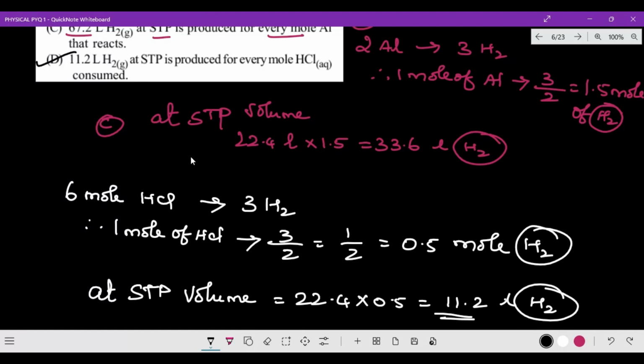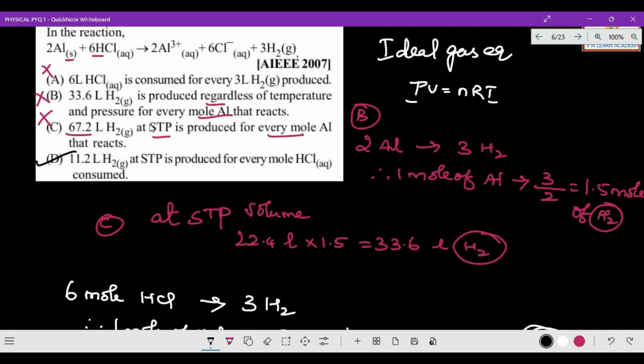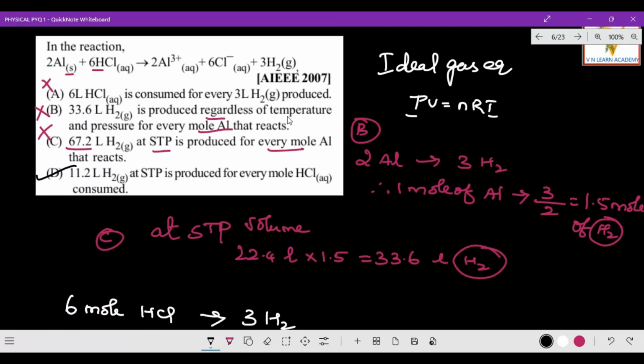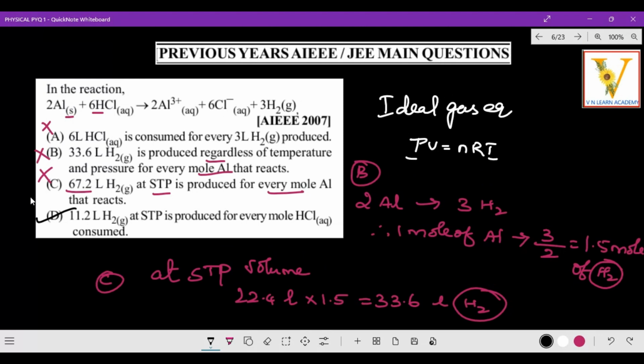I hope you got the clarity. Now, actually speaking, here we are going according to STP, temperature and pressure. Suppose they are not mentioning them, regardless of temperature and pressure, specific volume they did not mention, so it will not be the correct option, though the answer is correct, right? I hope you got the clarity about this point. So which is the correct option? Option D is the correct option.